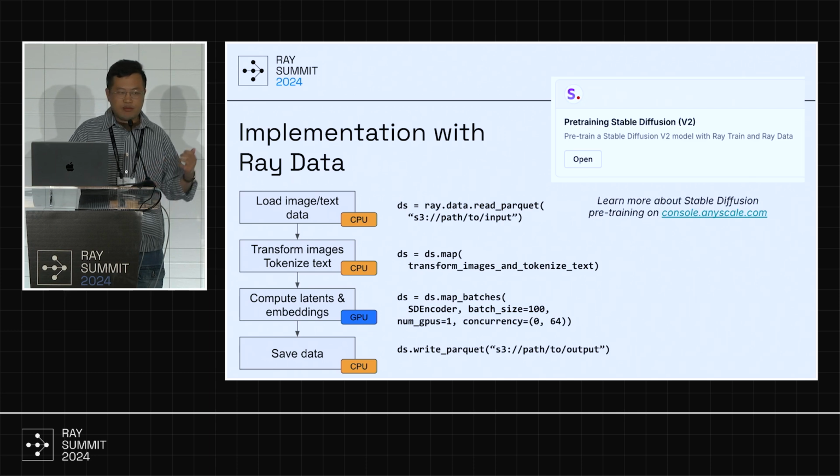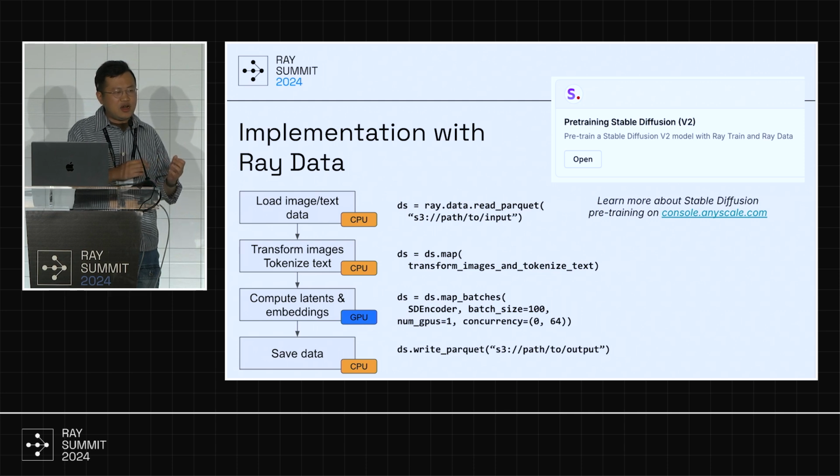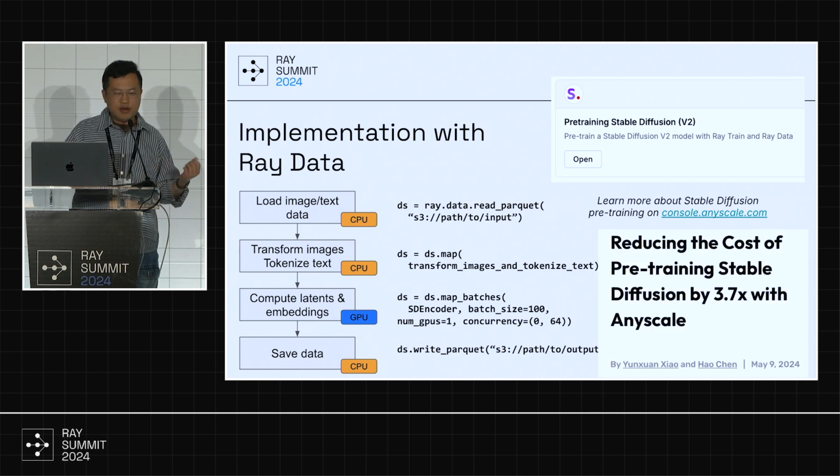So if you want to learn more about the full example, there's a free template on Anyscale covering the entire job of stable diffusion training, including how to use Ray Data and Ray Train to do online and offline data processing and distributed model training. And we also published a blog post a while back covering more technical details. Check it out if you are interested.